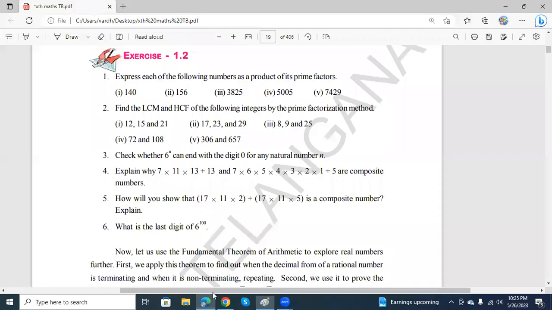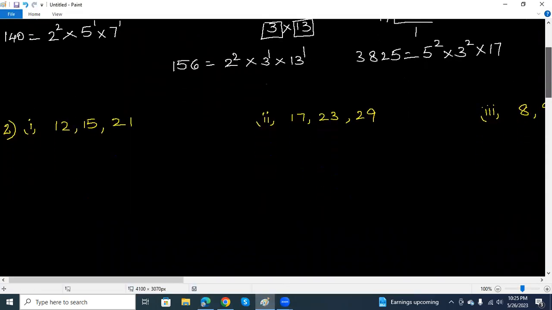Now let's see the next question. Find the LCM and HCF of the following integers by the prime factorization method. In each question, 2 or 3 numbers are given. First, we need to prime factorize those numbers. Then we need to find the LCM and HCF. First, what are the prime factors of 12? Small numbers we can write directly.